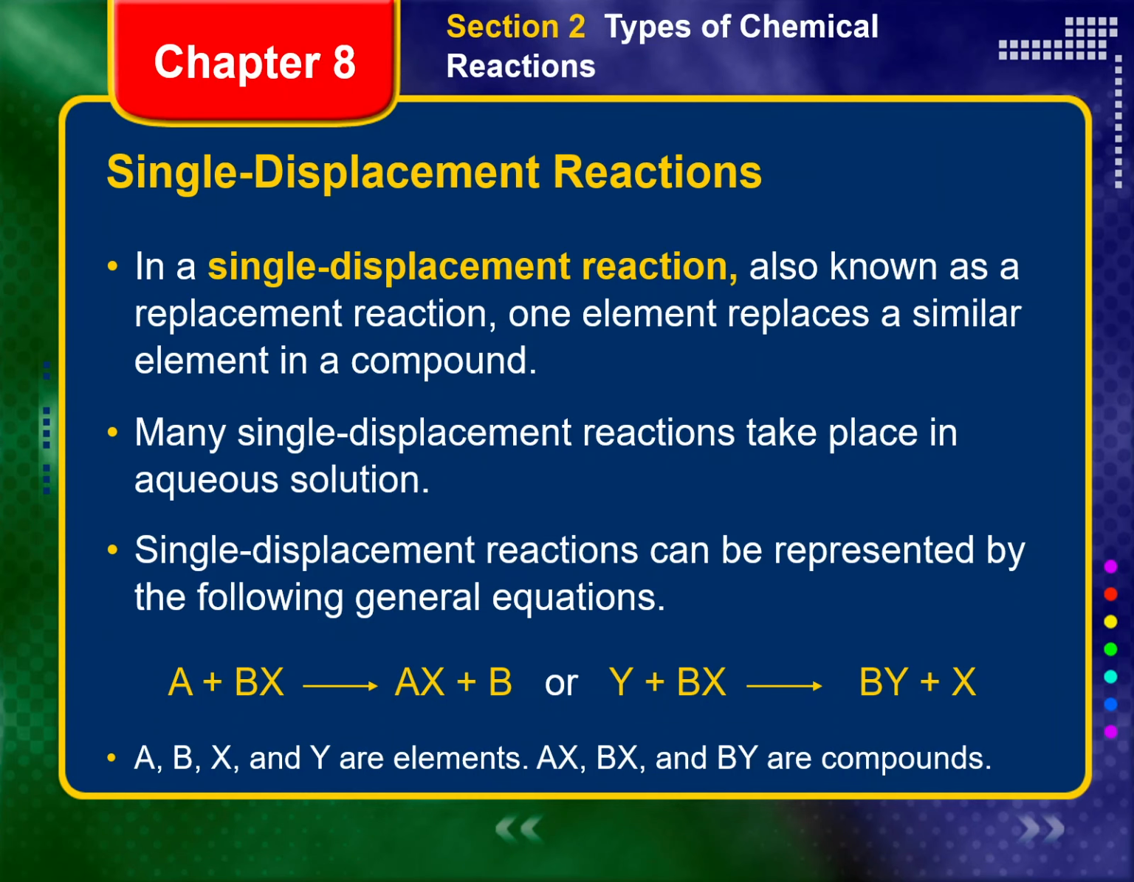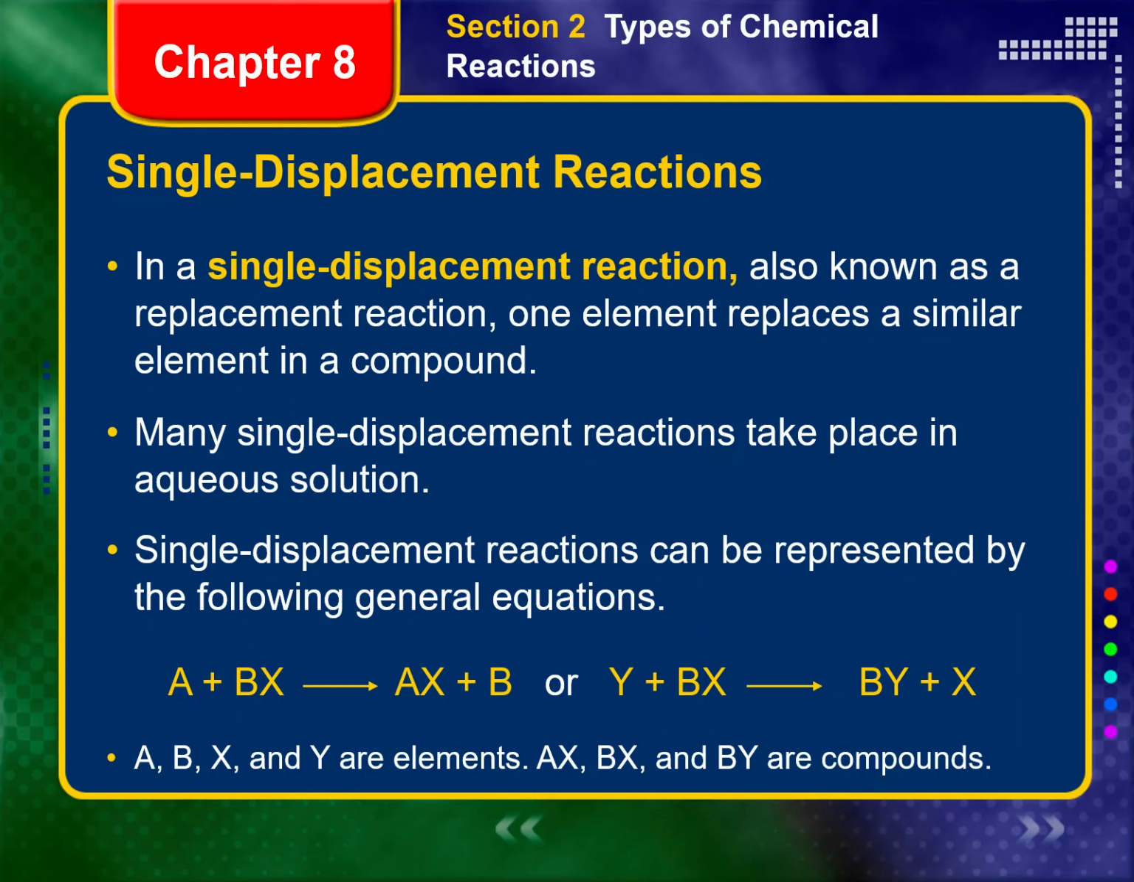In a single replacement reaction, also known as a displacement reaction, one element replaces a similar element in a compound. Many single replacement reactions take place in aqueous solution. The amount of energy involved in this type of reaction is usually smaller than the amount involved in synthesis or decomposition reactions. Single replacement reactions can be represented by the following general equations, which are represented on your screen.